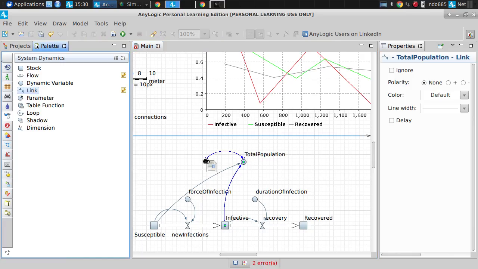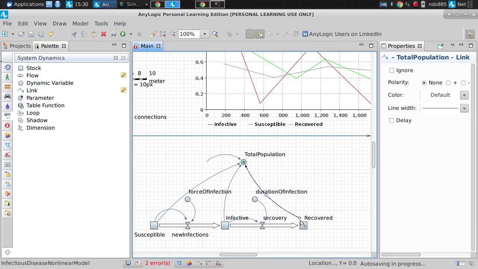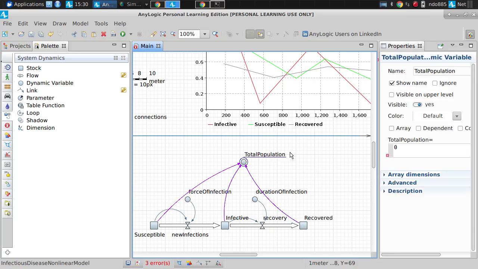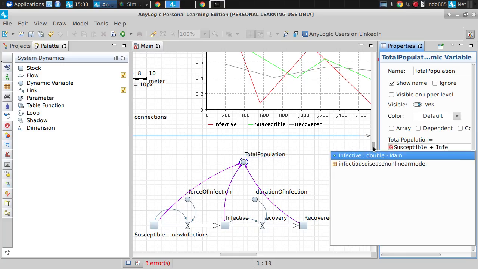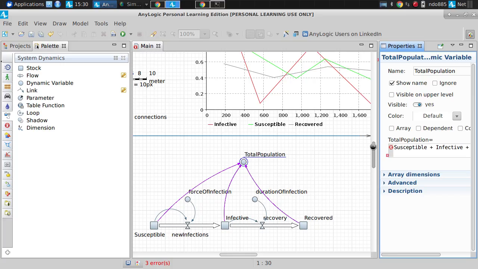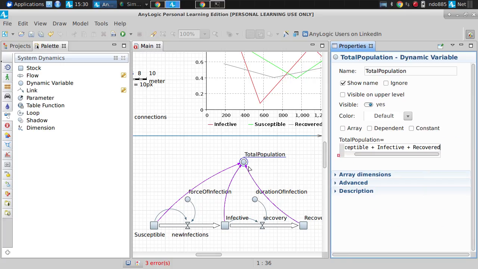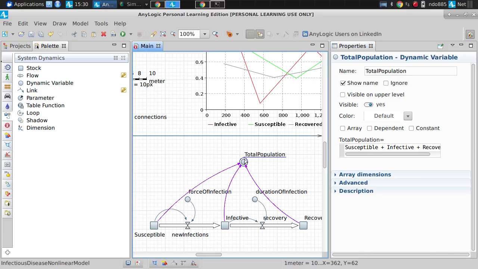Okay, here we go. So total population is, now the tradition here is you just write these out. Susceptible plus infective plus what? Indeed. So here we have all three of those. We're going to have a total population, build early, build often. Next.